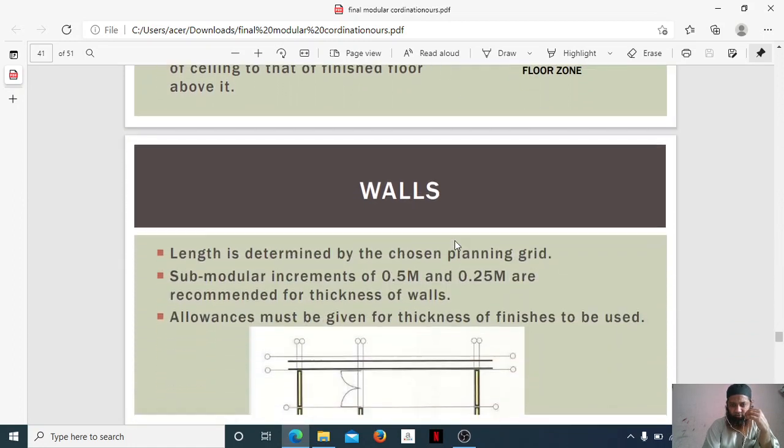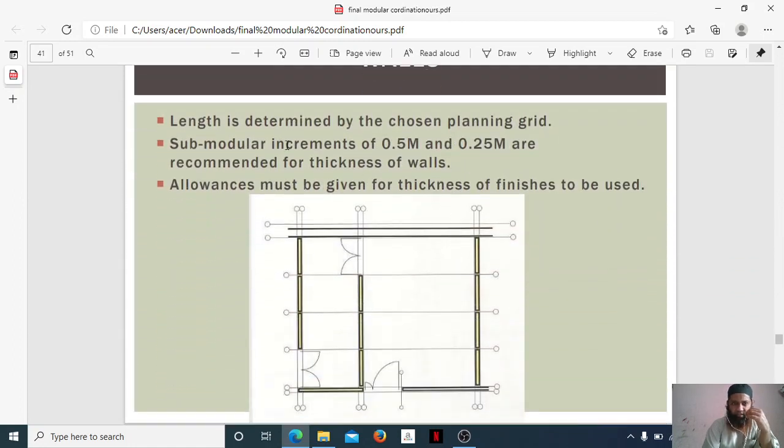Let us see walls. In walls, the length is determined by choosing the planning grid. Depending on the planning grid, what type of walls we would need, what size of walls, what thickness. Sub-modular increments of 0.5 mm and 0.25 mm are recommended for thickness of walls. Depending on our thickness of walls, either we want a 4.5 inch wall, or a 9 inch wall.